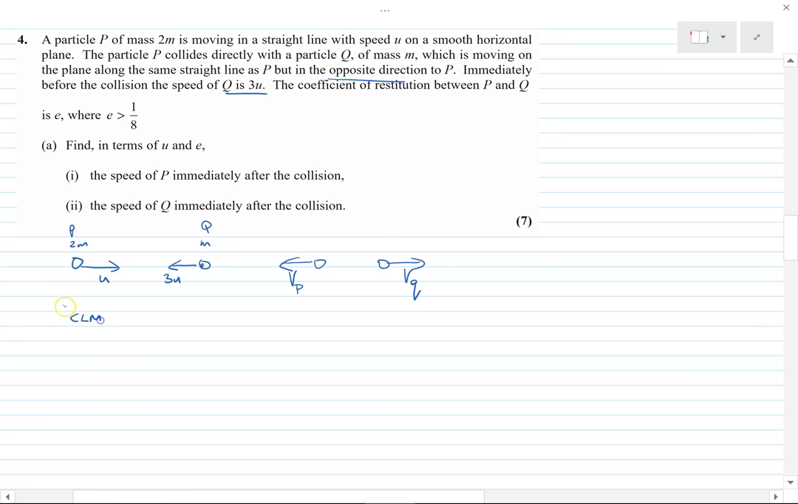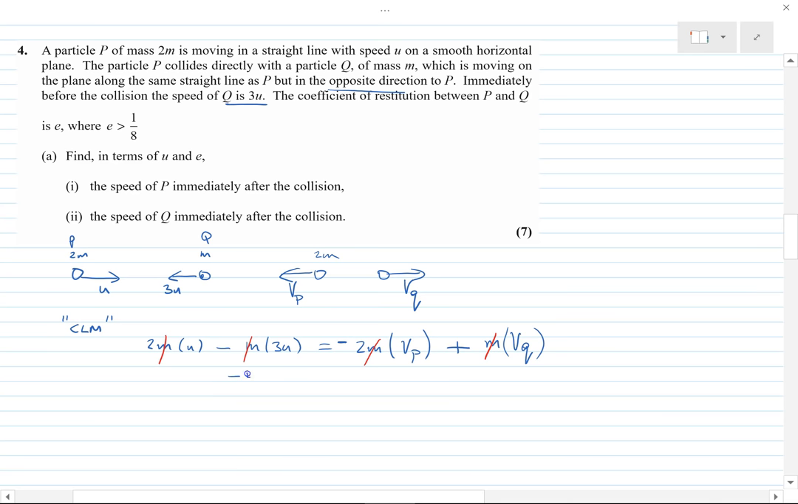And then use the momentum equation, conservation of linear momentum. That gives us 2m times u minus m times 3u is equal to 2m times the velocity of P after the collision, negative, because it's going in the other direction, plus m times vq. We can't be certain that's going in that direction, but if we call it positive and it happens not to be, that will come out as negative. We can then cancel off the m, and you get minus u is equal to minus 2vp plus vq. So that's one equation we set up.